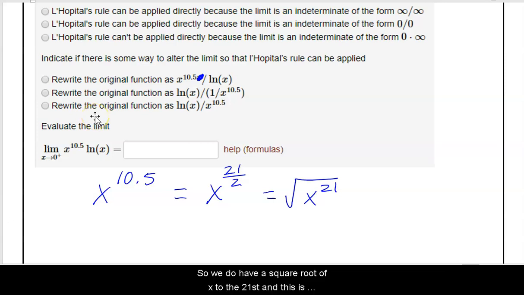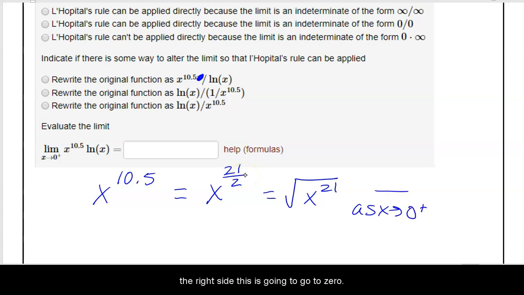So we do have a square root of x to the 21st, and this is definitely, as we go further out, it would go to infinity, but as it approaches 0, and it will have to go from the right because I can't put a negative under a square root. As I get closer to 0, this is going to 0, right? So as x goes to 0 from the right side, this is going to go to 0.